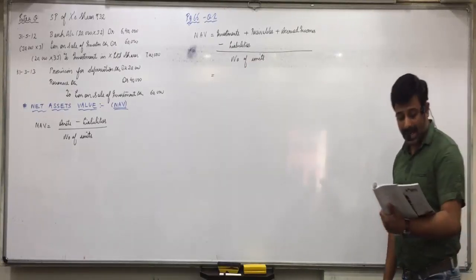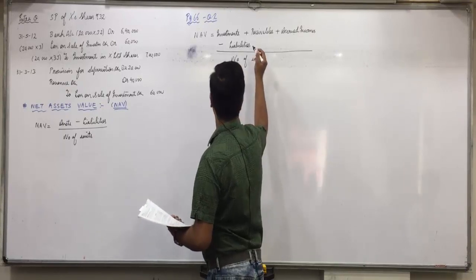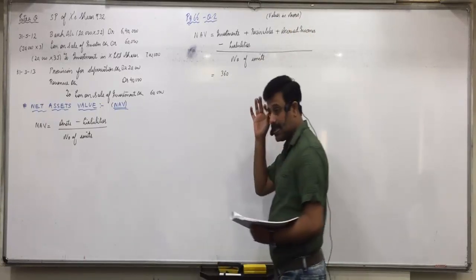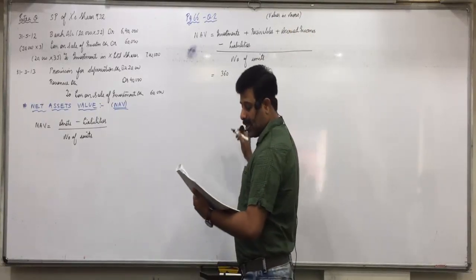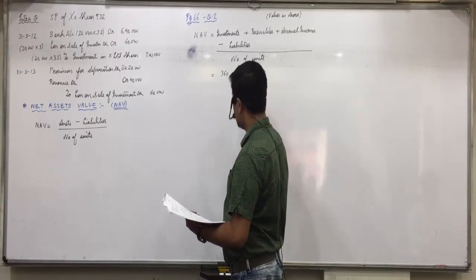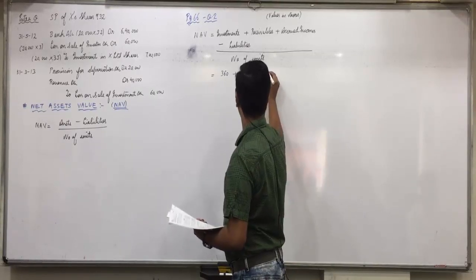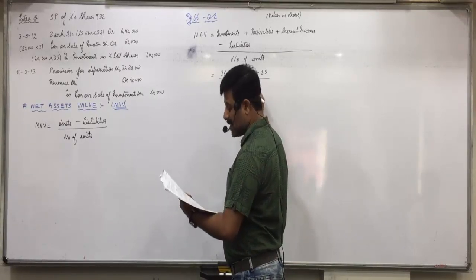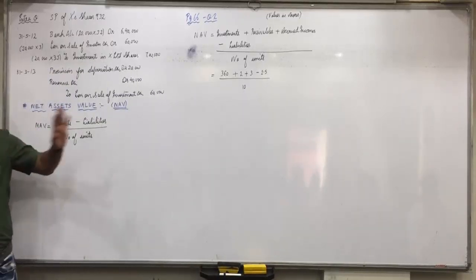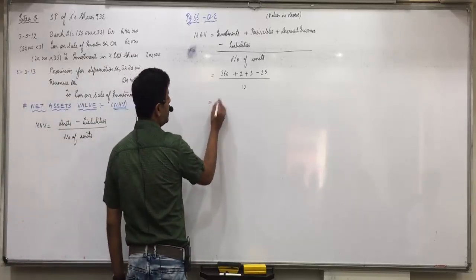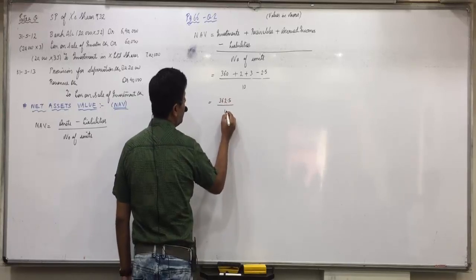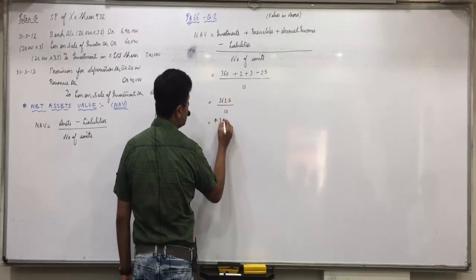Any doubts with that? Now, what are investments? 360 crore. You can mention at the top that all values are in crores, so you can directly write 360. Plus, what is receivable and accrued income? 2 plus 3, minus liabilities, 2.5. And what is the number of units in crores? 10. So you can simply write 10 because we are doing all the values in crores. So 360 plus 2, 362, plus 3, 365, minus 2.5, 362.5, divided by 10, rupees 36.25.